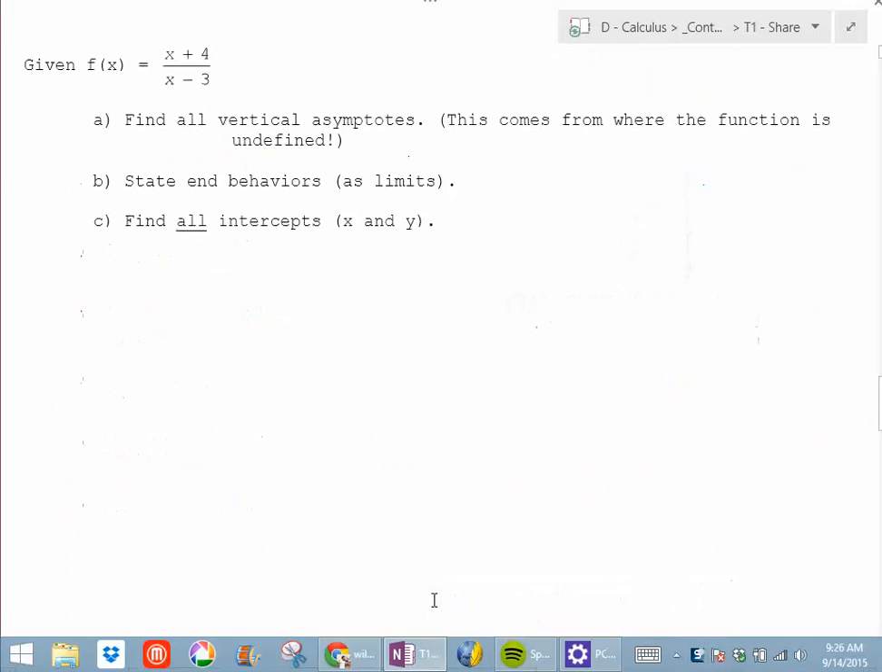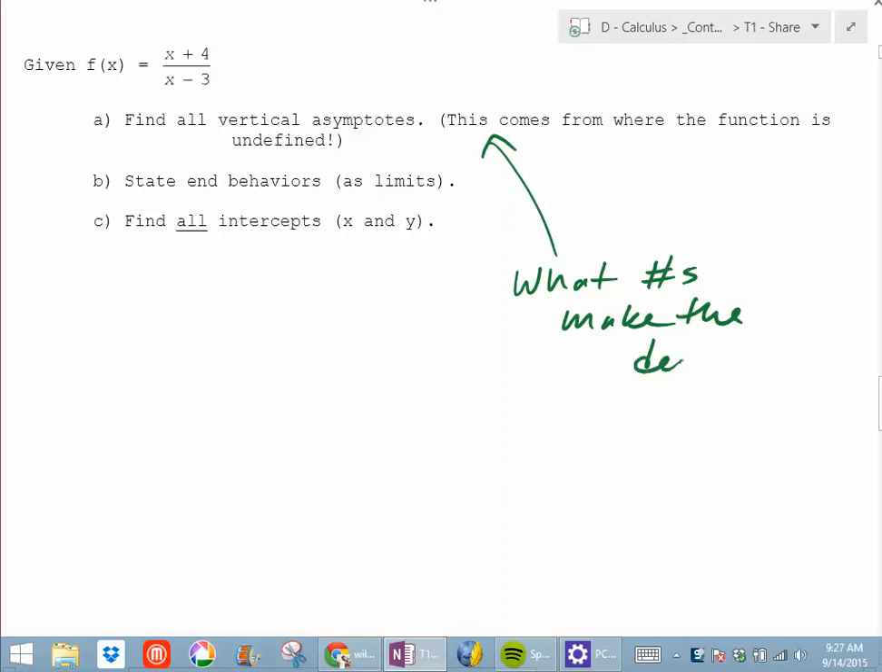Any questions? Specifically though, when the denominator, what numbers make the denominator equal 0? That's what you ask here. And what's the only number that makes the denominator equal 0? X, so this is going to be x equals 3 is the vertical asymptote.